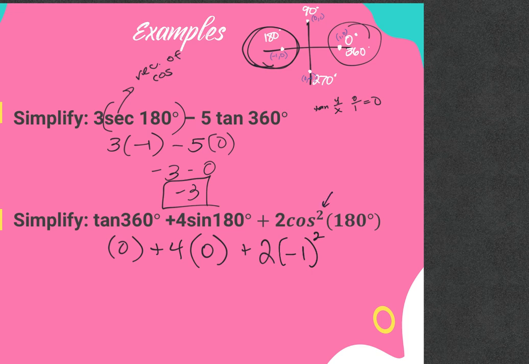The squared is weird on these. Cosine squared theta means get the actual cosine and then square it. So even though the squared is on the cosine, it means find the cosine of the angle and then square that. So I'm going to square negative 1, and that's 1. This is 0 plus 0, and this is just 2.